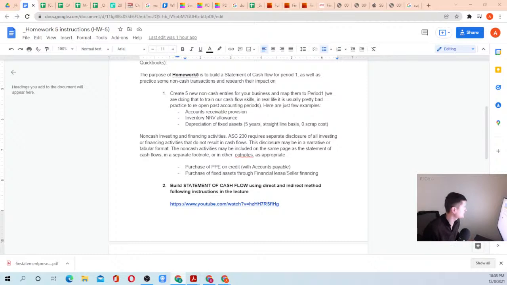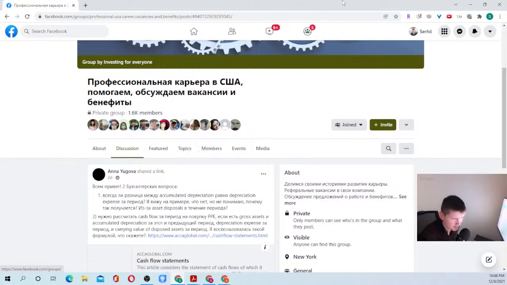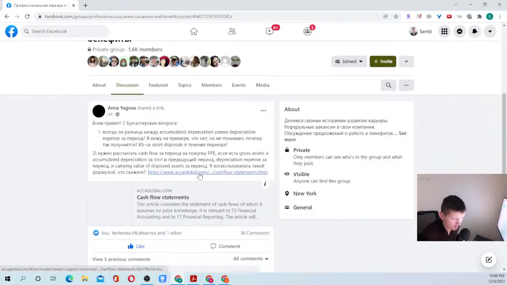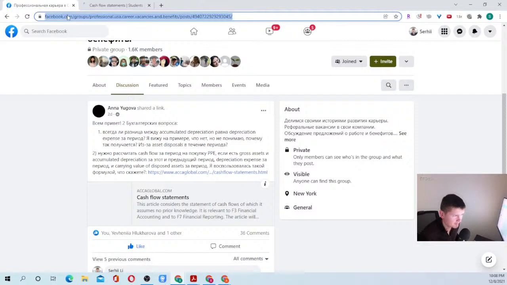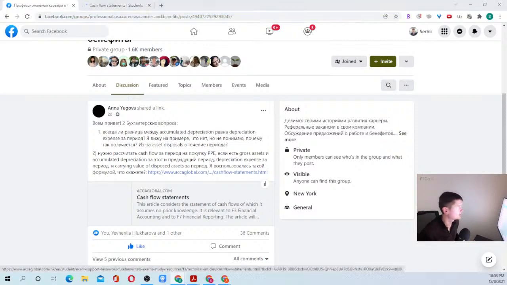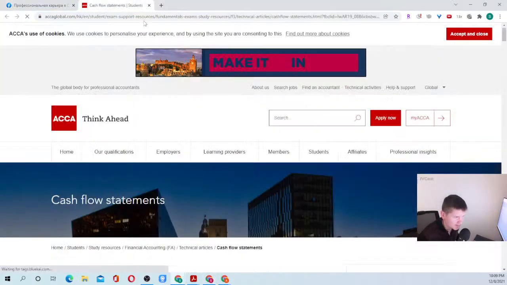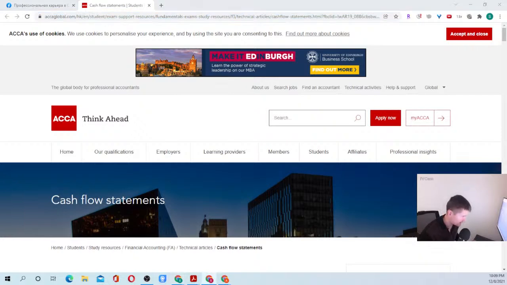So that was in one of the Facebook groups, and the text was in Russian, and there was a link to the formula. So that is a post, but it's in Russian, and that is a link to ACCA. Okay, the link is too long. So basically the link is in the post. I cannot send you the link. Oh, I can probably try to do it that way. Let's see if it will work.